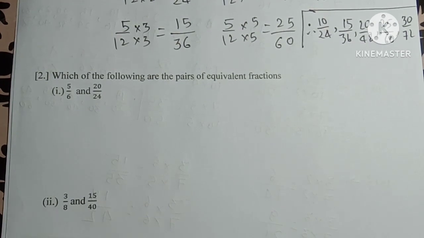Now see the next question, that is question number 2. What is it saying? Which of the following are pairs of equivalent fractions? We have to identify whether the given two fractions in a pair are equivalent or not. For that, we have to simplify the fraction which has the ability to get simplified. If it is not getting simplified, we don't have to do anything for that fraction. But if there is a fraction in that pair which can be simplified, we first have to simplify, and after simplification, see whether both fractions are equal or not. If it is not, then you can conclude that both fractions are not equivalent fractions. If it is, you can say that it is an equivalent fraction.